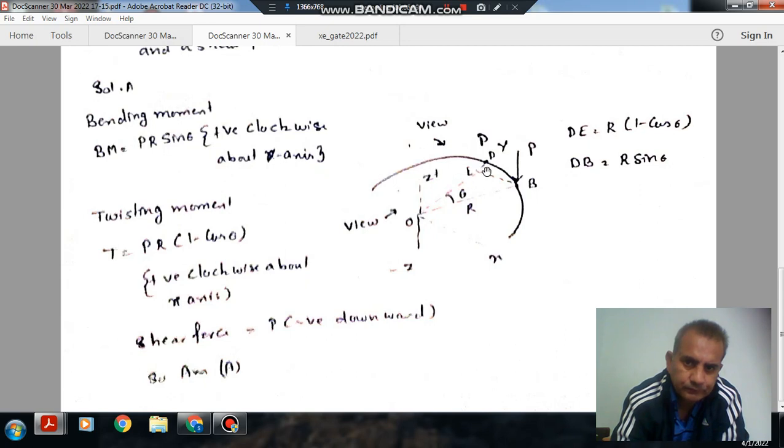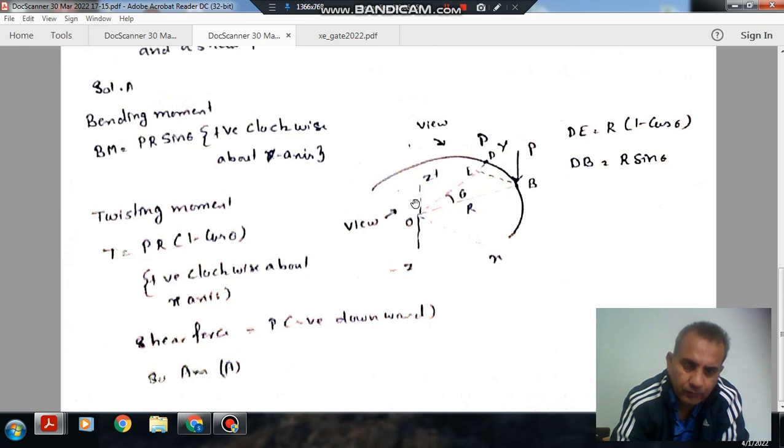Now when we view from this side, the moment about the point D because of P is P into R 1 minus cos theta. This is R, and this is again R, and this O is R cos theta. So this will be R 1 minus cos theta. If we view from here, then it is also clockwise, so it is also positive.